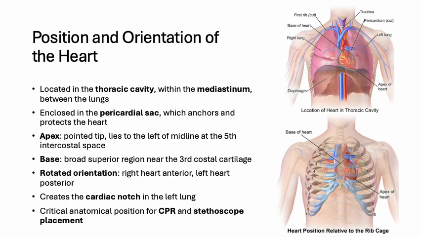Let's begin by examining the position and orientation of the heart within the body. The human heart is located in the thoracic cavity, more specifically in the central region called the mediastinum, which is the area between the two lungs. This region also houses vital structures such as the trachea, esophagus, and major blood vessels. The heart is enclosed in a double-layer sac called the pericardium, which not only holds the heart in place but also provides physical protection and limits movement during the cardiac cycle.